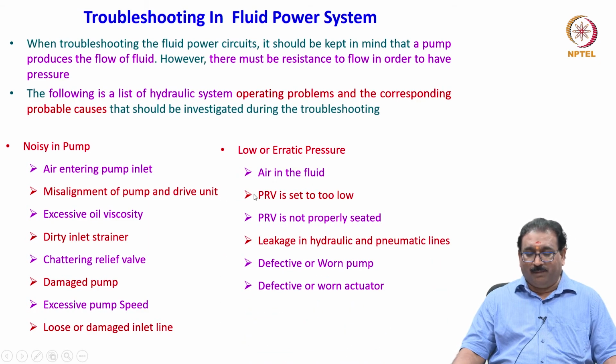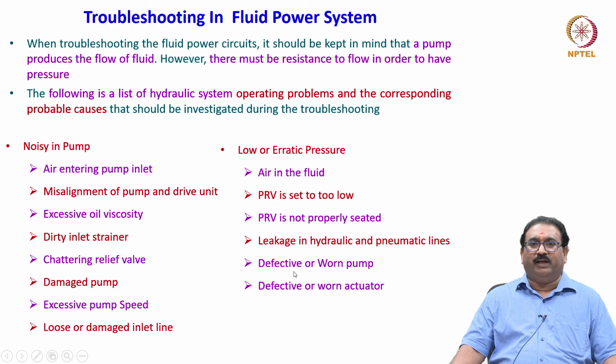Another problem may be low or erratic pressure in the system. This may be due to air in the fluid, pressure relief valve set too low, PRV not properly seated, leakage in hydraulic and pneumatic lines, a defective or worn pump, or a defective or worn actuator.